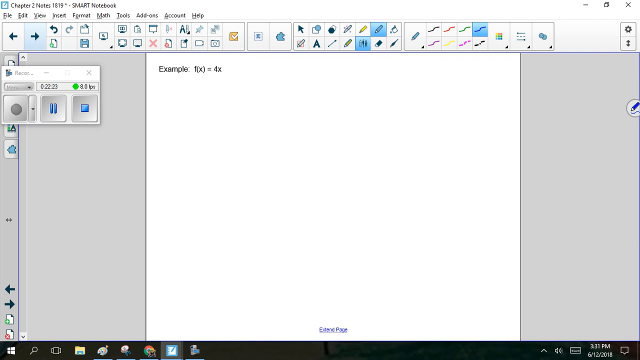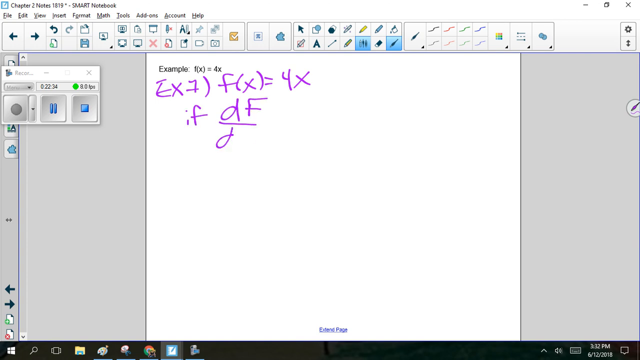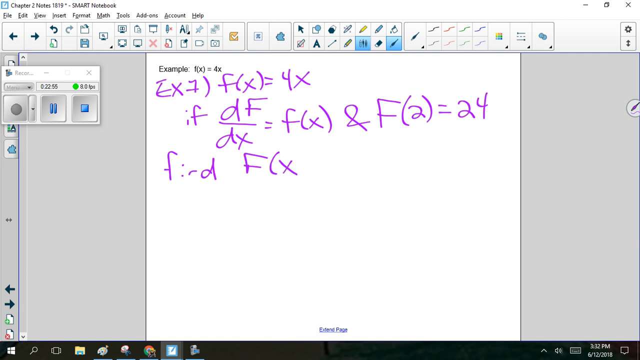We'll do two types of problems here. Example 1, f of x equals 4x. Suppose I tell you that the derivative of capital F with respect to x is little f of x, and F of 2 is, I don't know, how about 24? So let's find capital F of x. This is example A.